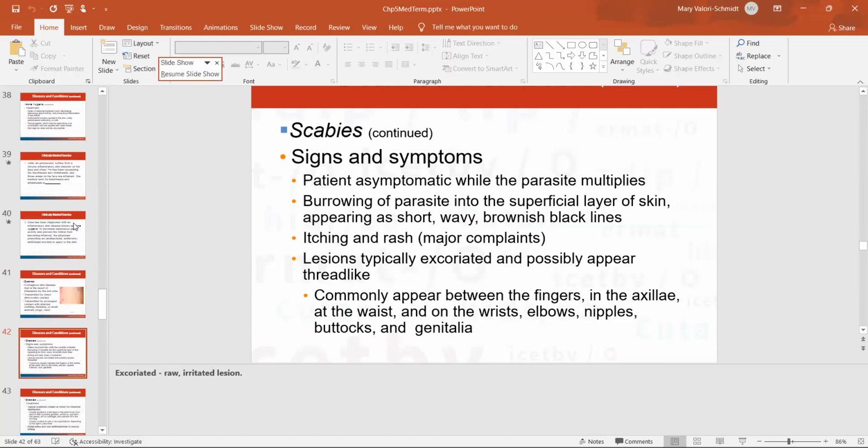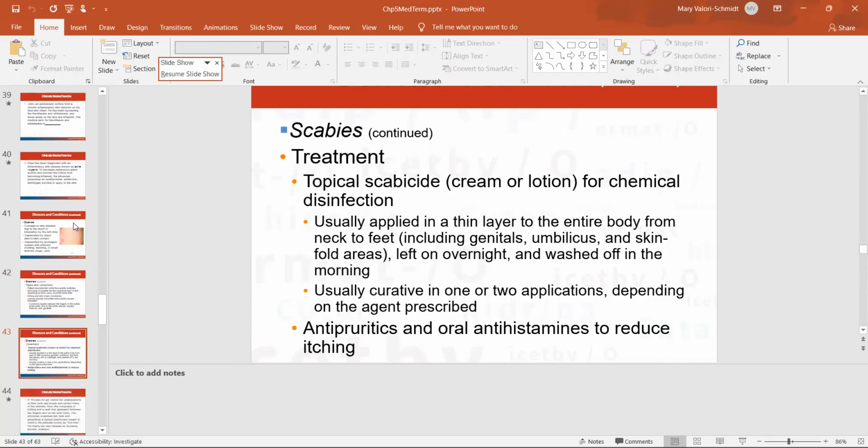Signs and symptoms. Believe it or not, initially, when the parasite is living under the skin and multiplying, no symptoms. But then this is the one thing that you see: when the parasite starts to burrow, you'll see these wavy, either brown or black lines. And they're actually trails of little marching armies of these parasites that are going up the extremities. Then they get the itching and the rash. Sometimes the lesions look excoriated. They'll get in between their fingers, in the axillae, which are the armpits, at the waist, the wrists, the elbows, the nipples, the buttocks, and the genitalia. So they can really cause a lot of problems.